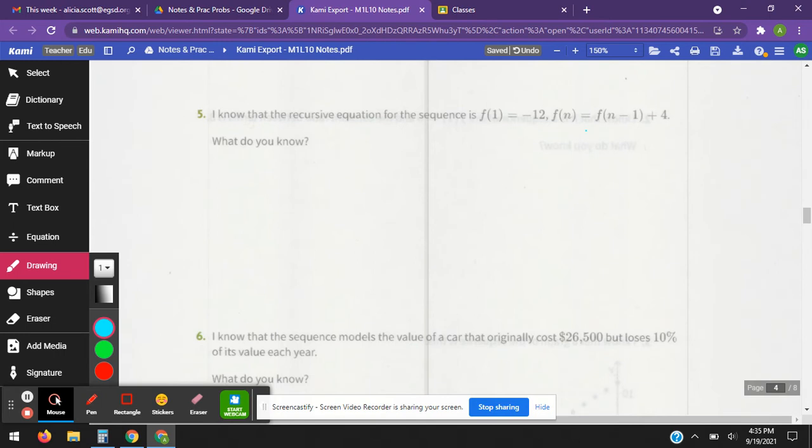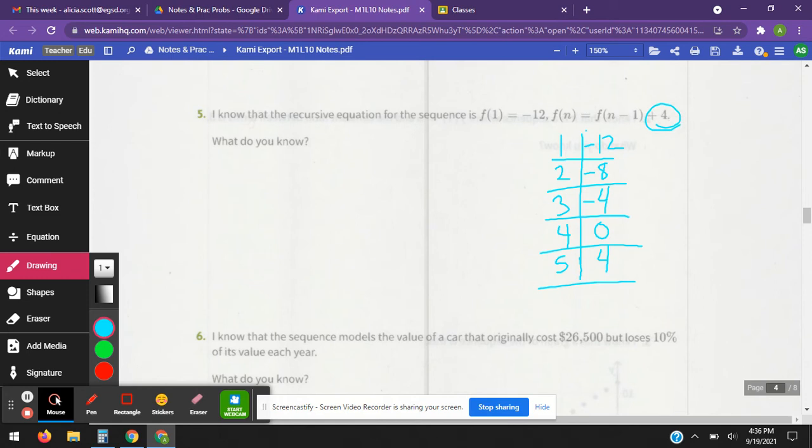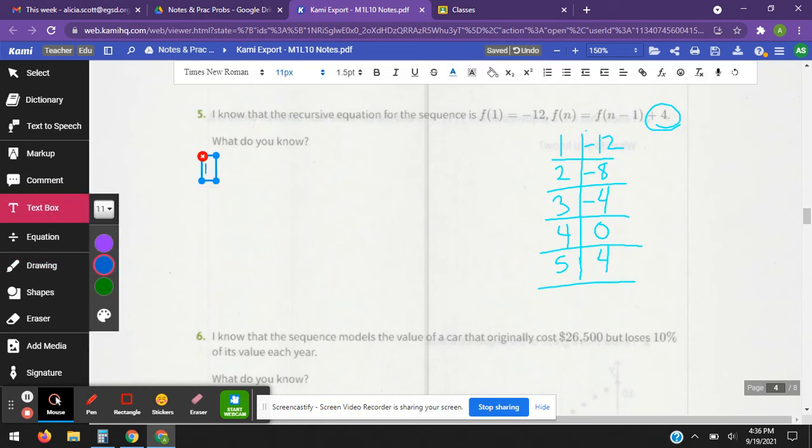All right, number 5. I know the recursive equation for the sequence is f of 1 equals -12, and then each time I'm going to add 4. So I'm going to go ahead and just do my table first. My first one is -12. And then if I add 4 every time, -12 plus 4 is -8, plus 4, plus 4. I'm going to do a 5th one just so I get a 5 on here. Okay, so it's a plus 4, which tells me that this is arithmetic.